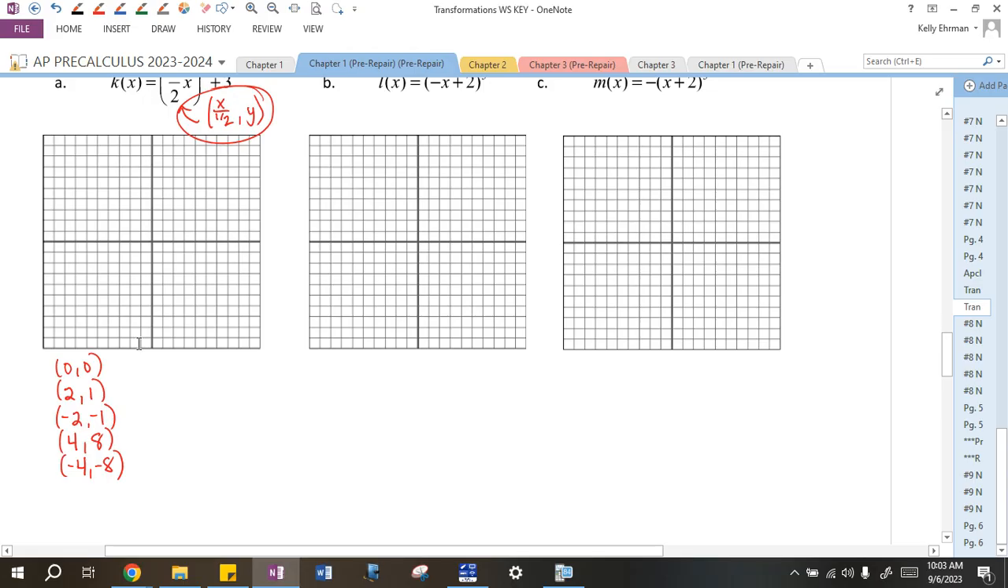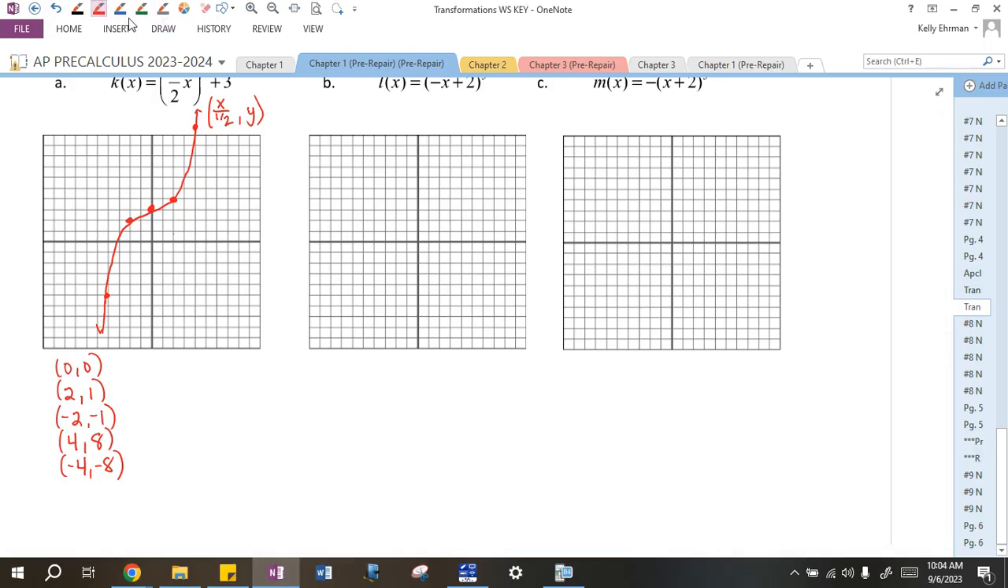After we do those points, we plot them, we push them up 3 units. So 0, 0 goes up 3. 2, 1 goes up 1, 2, 3. Negative 2, negative 1 goes up 1, 2, 3. 4, 8 goes up 3, so it'll be just off the grid. Negative 4, negative 8 goes up 1, 2, 3, right there. And we should be sketching a smooth curve through those points.